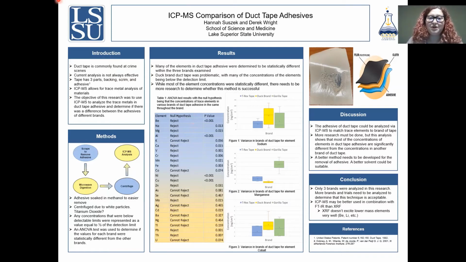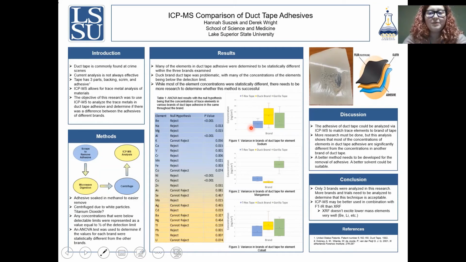The Duct brand tape was problematic because it was really hard to scrape the adhesive off even after soaking in methanol overnight. So many of those concentrations were below the detection limit, and therefore for the Anova test they were the same. These graphs just show the results for each brand for sodium, manganese, and cobalt, which were 3 of the few elements that showed a difference for the Duct brand concentrations.